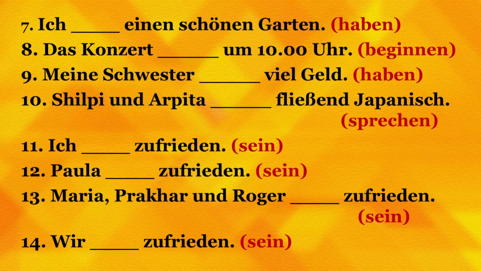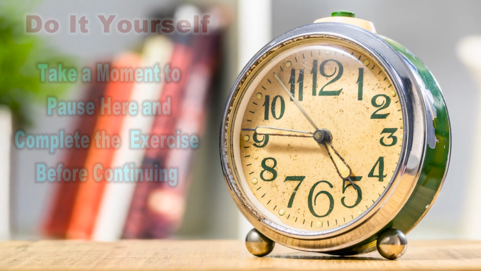So, ich dash zufrieden, given verb sein. Paula dash zufrieden, again given verb sein. Maria, Prakhar und Roger dash zufrieden, verb given sein. Last sentence, wir dash zufrieden, given verb sein.